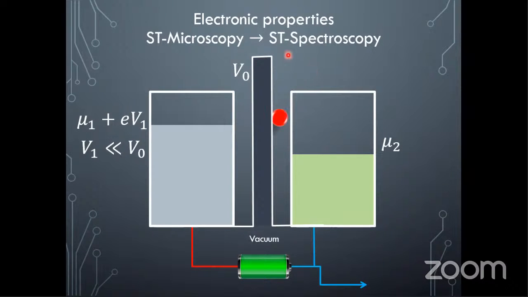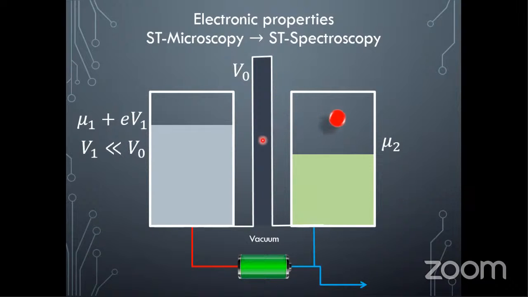But before that, how can one go from scanning tunneling microscopy to scanning tunneling spectroscopy? This is just a cartoon. Suppose on the left I have the tip and on the right I have the sample. Now electrons can only tunnel if I have some empty states in either the sample or the tip. For example, here there are empty states on the right-hand side, in the sample. So electrons are tunneling from left to right, through this barrier V0.